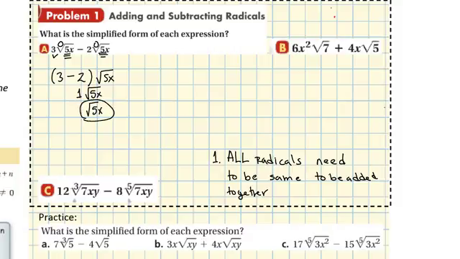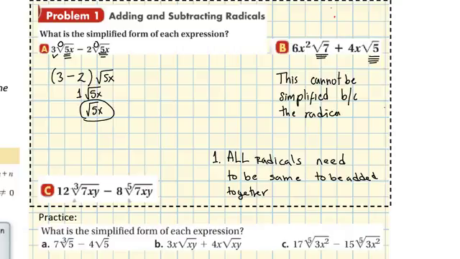Now let's look at example B. In example B, we're going to ask ourselves the same questions as we did before. Do we have the same radicals? In the first term, we have a radical of 7, or the square root of 7. But on the second, we have a radical of 5. Since these two radicals are different, we cannot add this. So this expression cannot be simplified or added together, because the radicands, the numbers inside, are different.